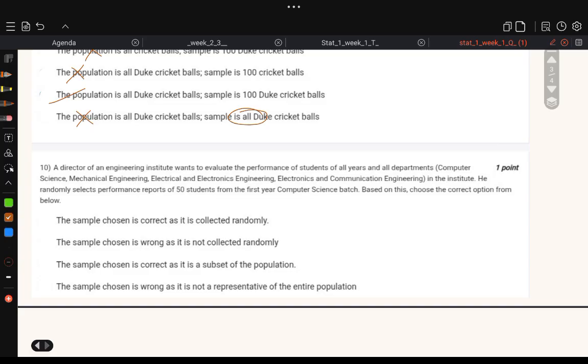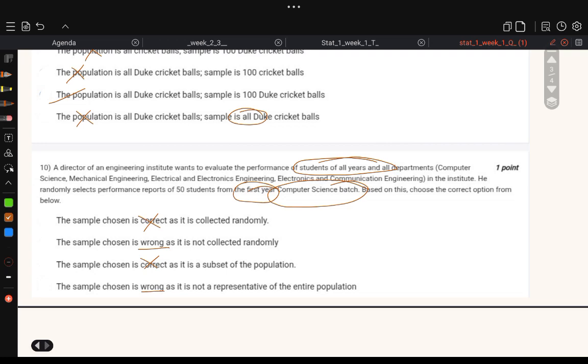So the sample should be chosen randomly. And the sample chosen is correct as it is collected randomly. He randomly selects performance reports of 50 students from first year. See, it is telling of first year only. But the population is of all years of all departments. It is telling about the first year of only computer science. So the sample must be wrong. So right, they will be incorrect. The two are wrong as it is not collected randomly. It is not a representation of the entire population.